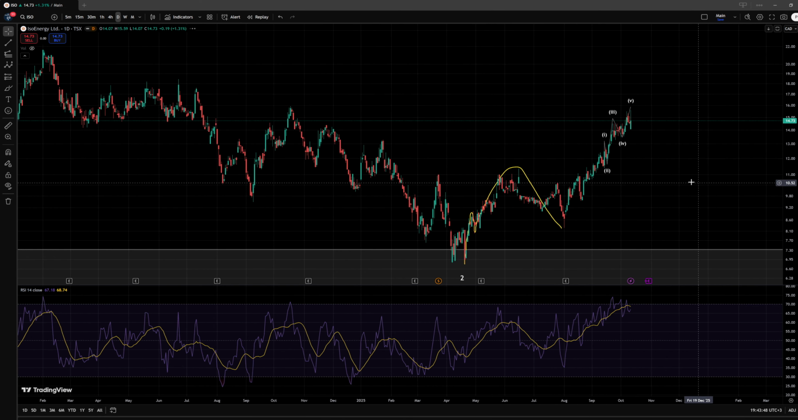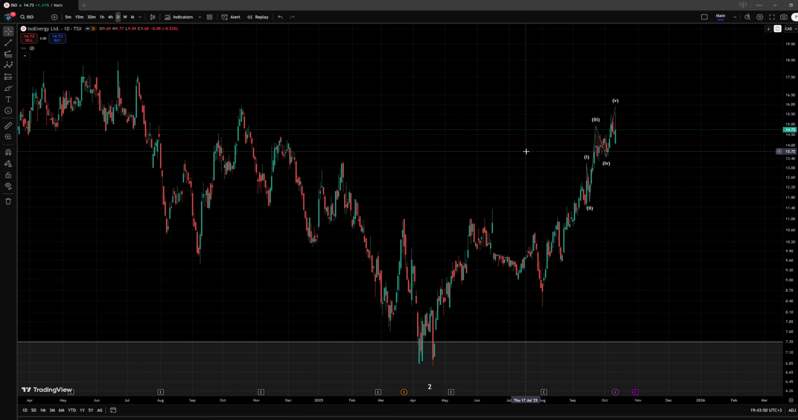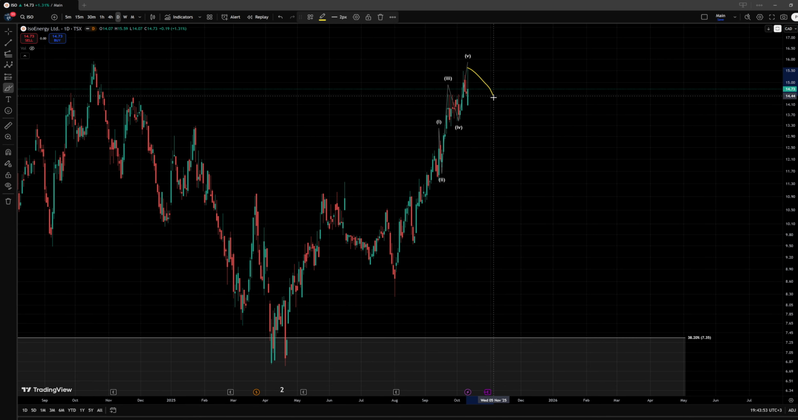Now for such a structure to still work out, we would need to hold the area of support for a follow-up wave 4.